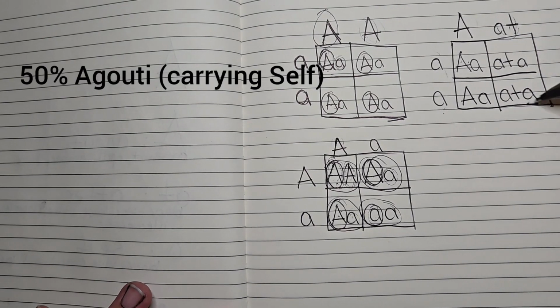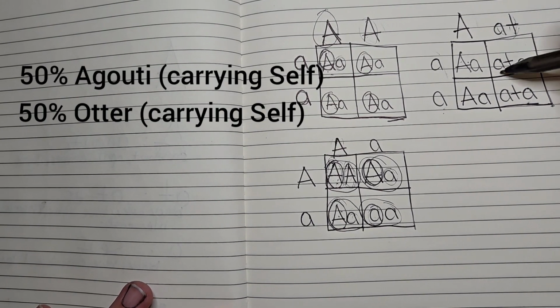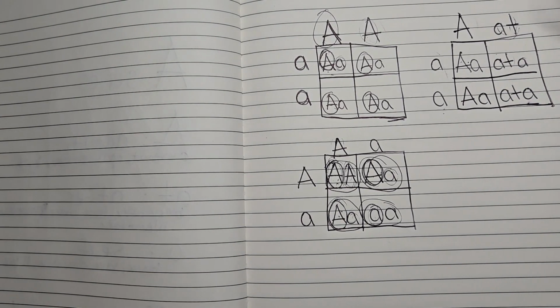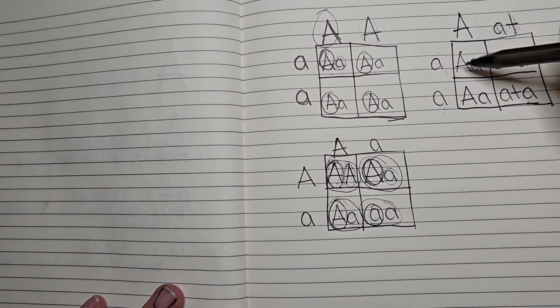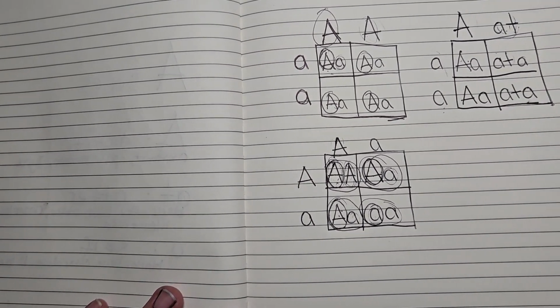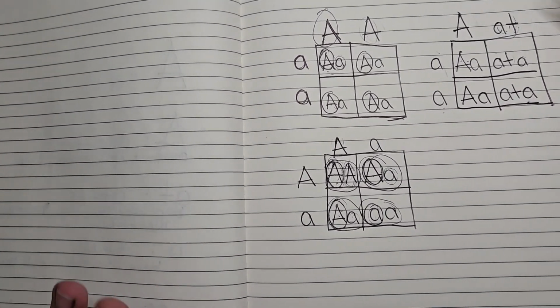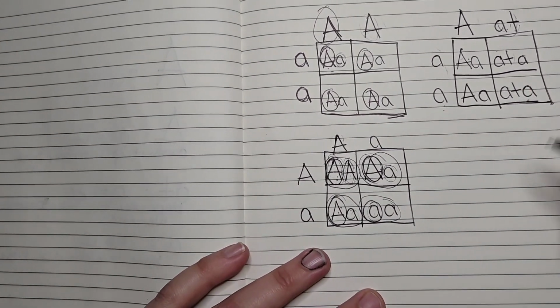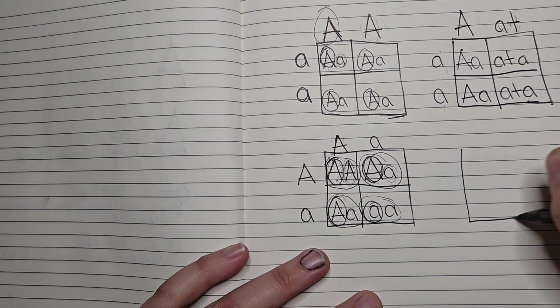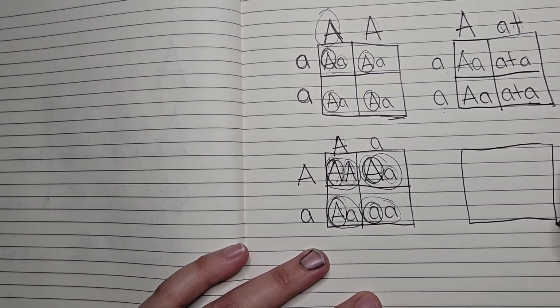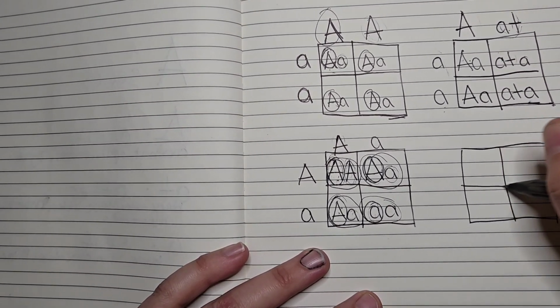And then 50% of our litter will be otter carrying self. Do you see that? We have ATa and ATa. That's just statistics. Otter is recessive to agouti, but dominant to self. All right, let's do another one. Let's say we have one of these going on. We have a chestnut once again.